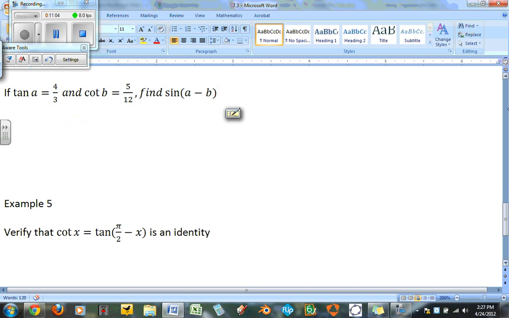Okay, so what this means is we have two triangles, and in one triangle, we have an angle that has a tangent ratio of 4 over 3. Tangent means opposite all over adjacent. And in another triangle, we have a cotangent of 5/12. Cotangent would be adjacent all over opposite. We can find our other sides by using the Pythagorean theorem, but this is 5 and this is 13. They're easy Pythagorean triples. So they want to know, find the sine of this angle here minus this angle here.